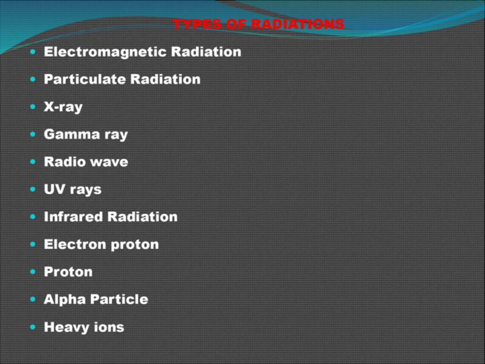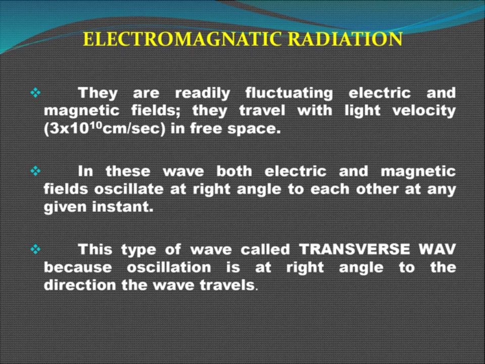So what are the types of radiation? That's one, the electromagnetic radiation. Second is the particulate radiation: electron, proton, alpha particle. X-rays, gamma rays, radio waves, ultraviolet rays, infrared radiation are electromagnetic, and electron, proton, alpha particle go under particulate radiation. These are the types of radiations.